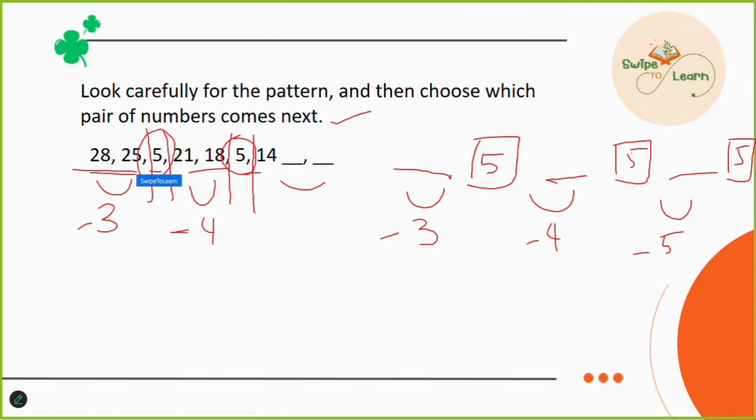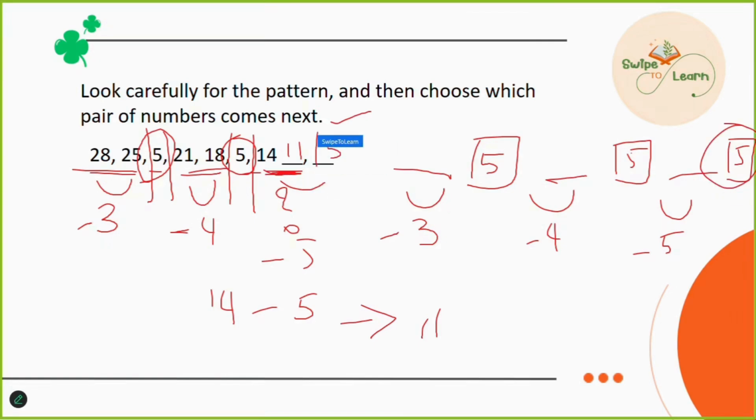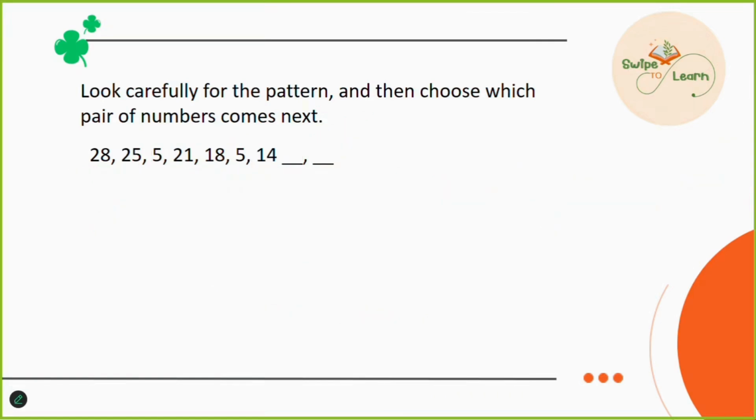So 28 and 25, we have minus 3. 21 and 18, we have minus 4. And now from 14, which number do we get with a minus of 5? That means 14 minus 5, which is 11. So the next term would be 11. 14 minus 5 should be the answer. And we know the fixed term 5 appears every third position, so 5 is fixed here. So the next 2 numbers are 11 and 5 respectively. I hope you got this. So the answers are 11 here and 5.